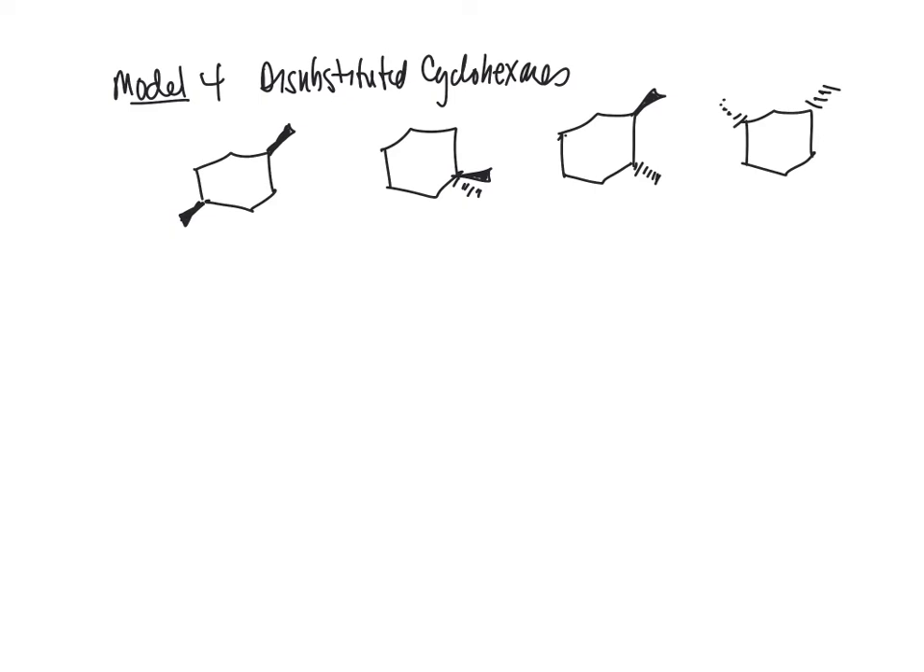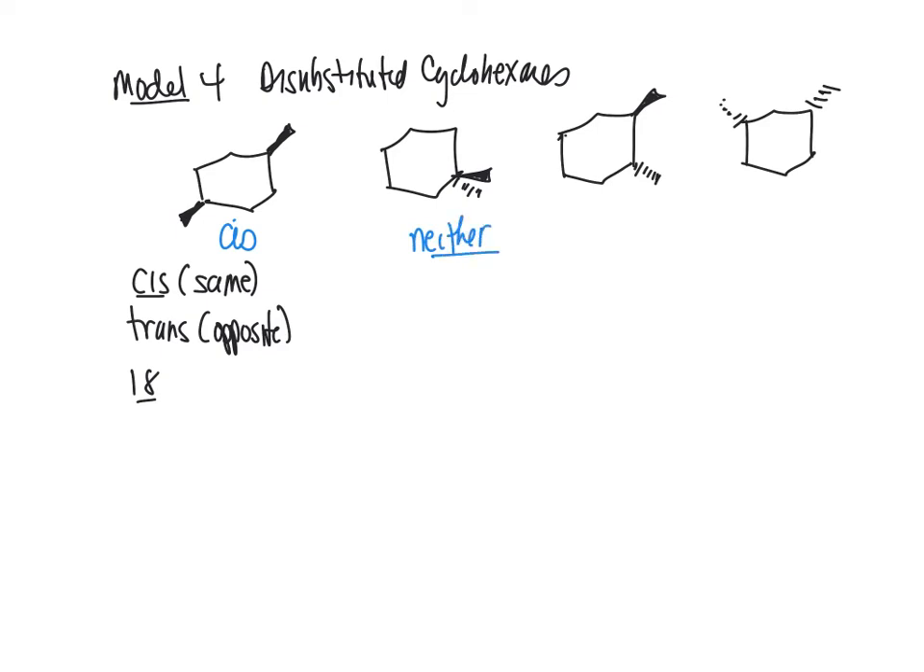All right, the spatial relationships between two substituents on different carbons in a ring must be identified as either cis, which means the same, or trans, which means opposite. Okay, so question number 18. Label each dimethyl cyclohexane as either cis, trans, or neither. So what did you do with the first one? Cis. This one's neither. Okay. This is trans, and this is trans.